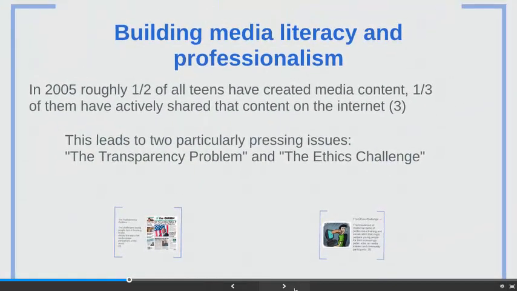The new digital divide has to do with, well, now what do we do with it? This idea of a lack of media literacy, or for lack of a better term, professionalism that we see amongst our kids. For example, in 2005, roughly 1/2 of all teens created media content, and 1/3 of them have actively shared that content on the internet.